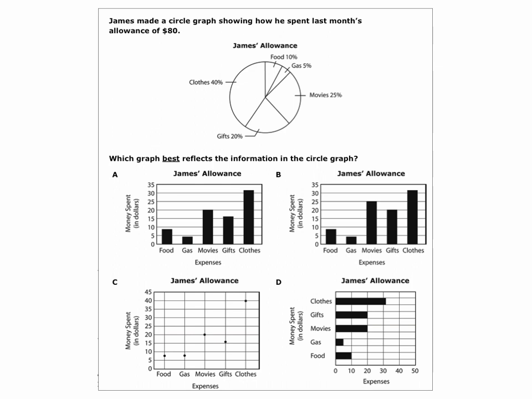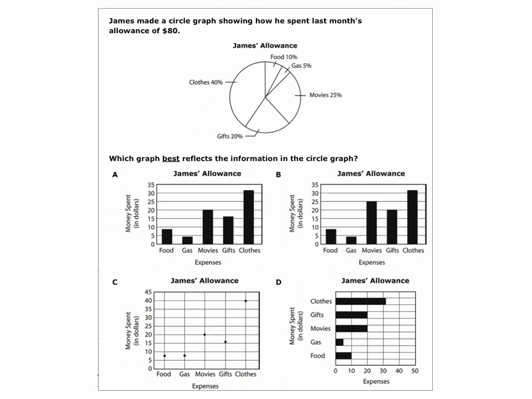The next example says, James made a circle graph showing how he spent last month's allowance of $80. If you just take a second and look at that circle graph, you know that the smallest amount of money went toward gas and the largest amount of money went toward clothes. Food was 10%, gifts were 20%, and movies were 25%. It says which graph best reflects the information in the circle graph.